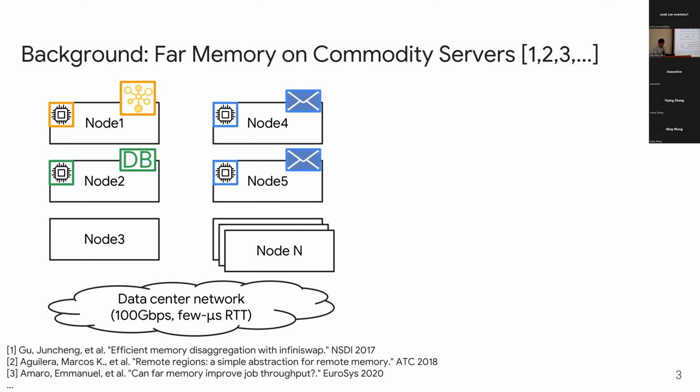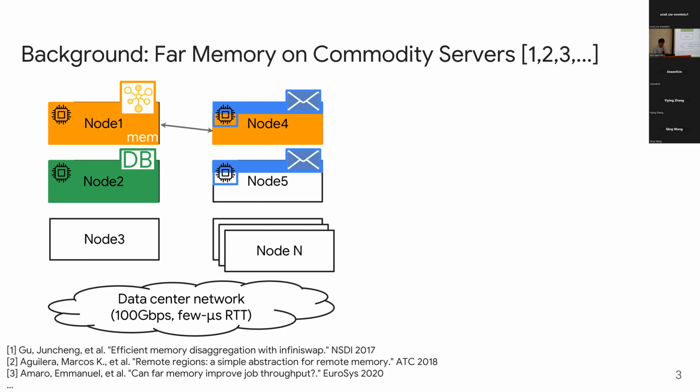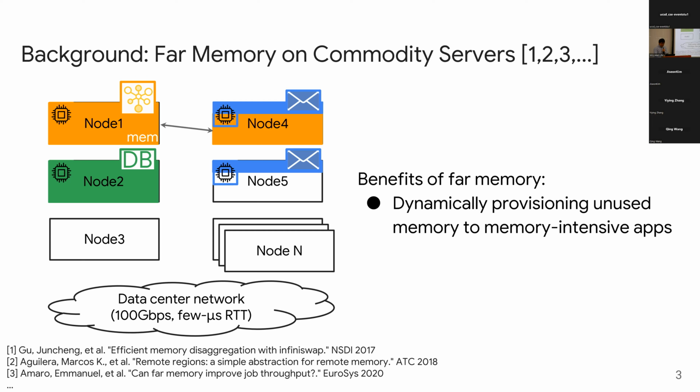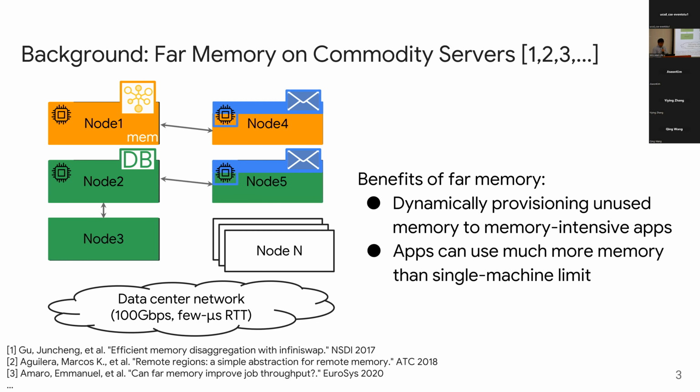email services. At some moment, the memory-intensive graph processing and database applications use most of their local memory in their host nodes, while node 4 and 5 may just leave a lot of unused memory. So the far memory technique aggregates this unused memory into a far memory pool that is accessible via this fast data center network, and lets memory-intensive applications dynamically allocate this memory from the pool to store their data. So in this way, the data center operators could dynamically provision other servers' unused memory to the memory-intensive applications, and this application can use much more memory than single machine limit.